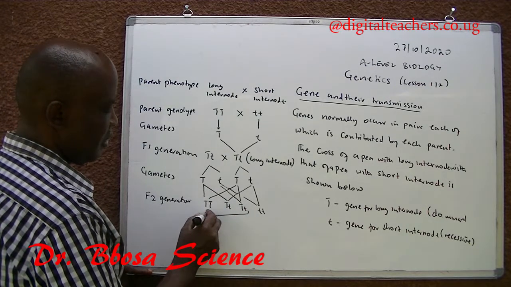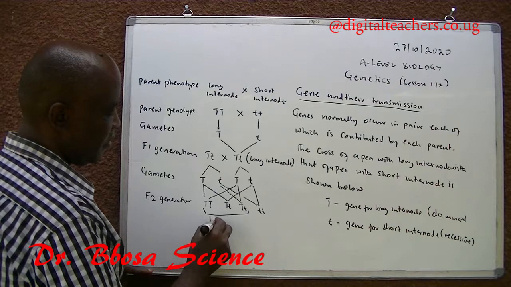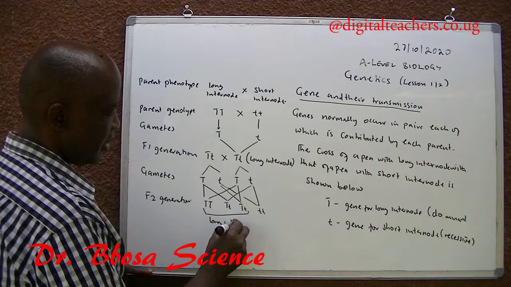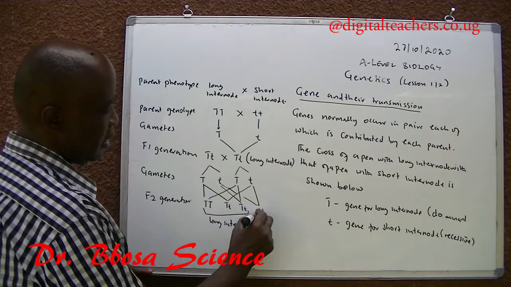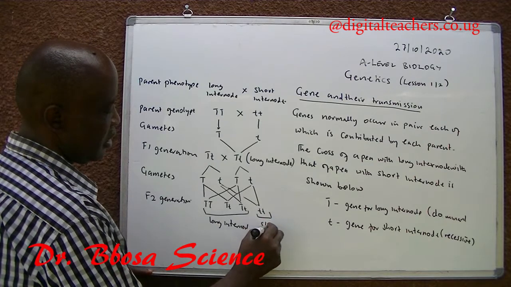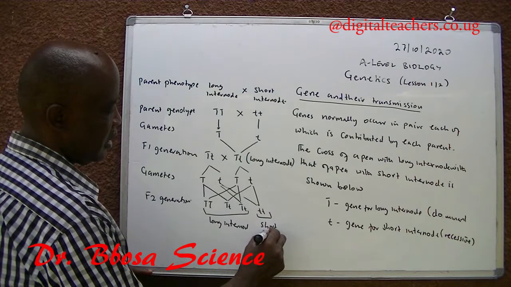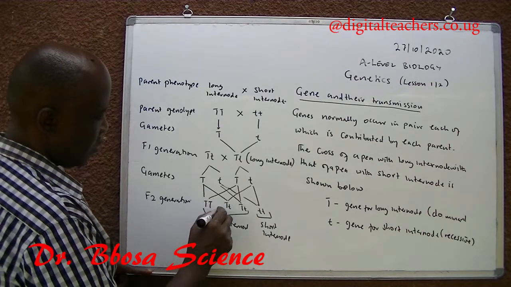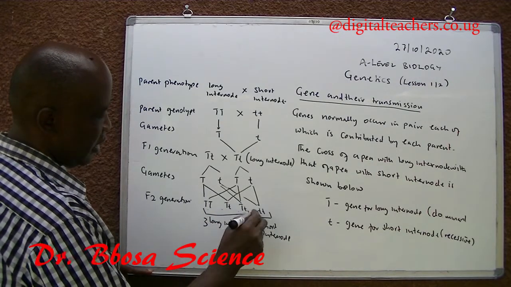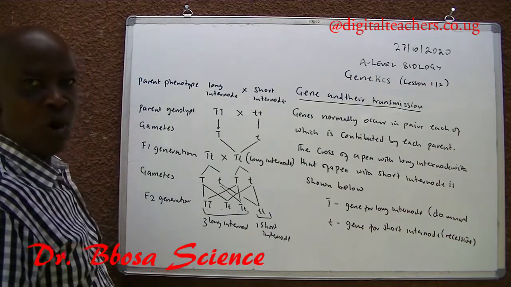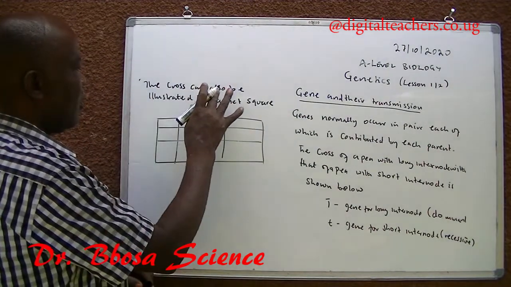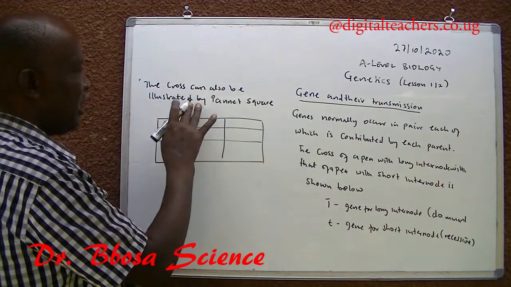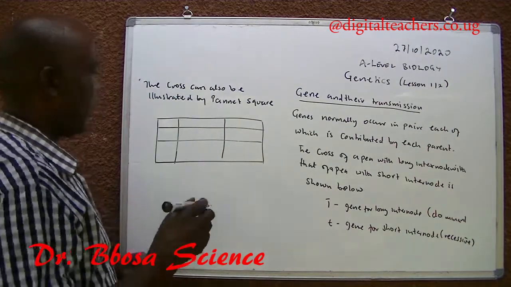So all these ones have got long internode. This one has got short internode, in a ratio of 3:1. The cross can also be illustrated by a Punnett square.